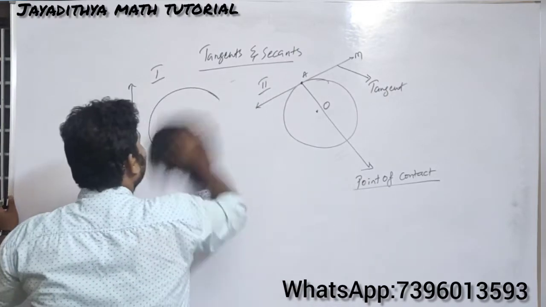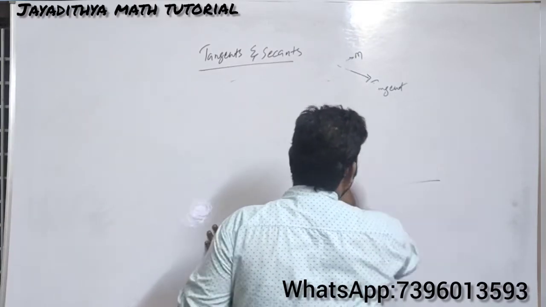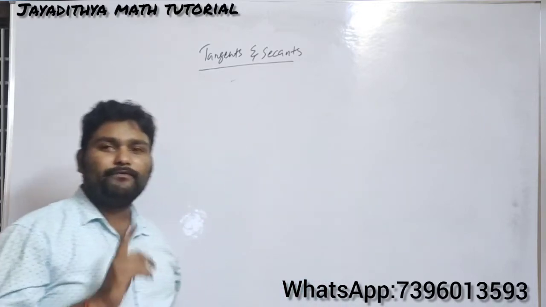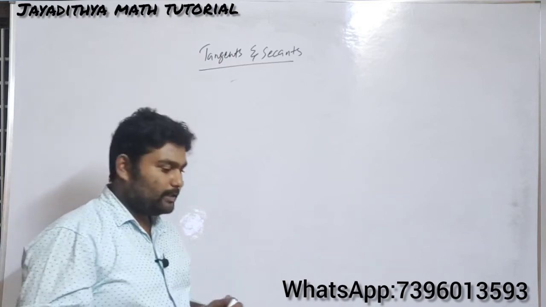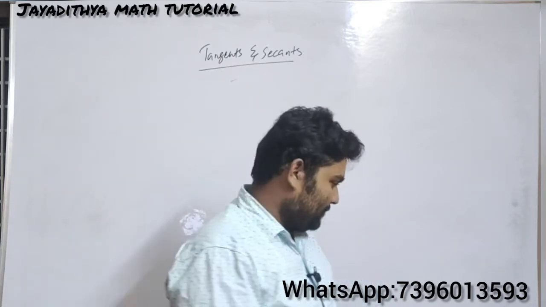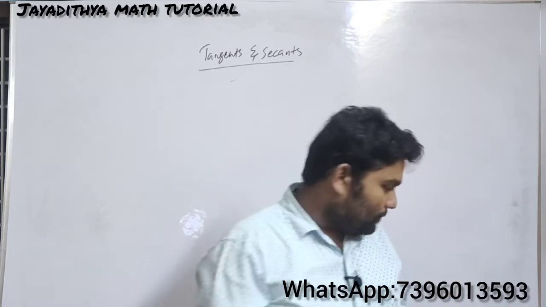So what is a secant here? The line which cuts the circle at two different points is known as a secant. And what is a tangent? The line which touches the circle at only one point is known as a tangent here. Now let us understand how the word tangent came. That is very, very important, because it may come in your bits.